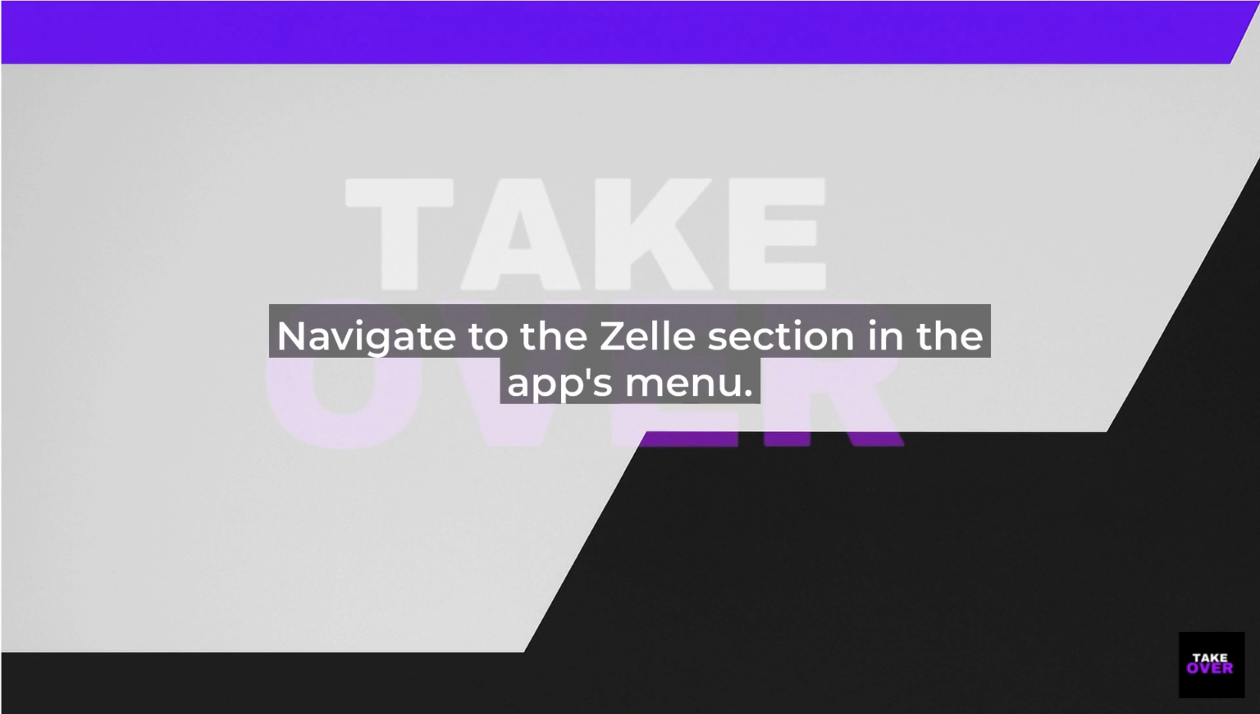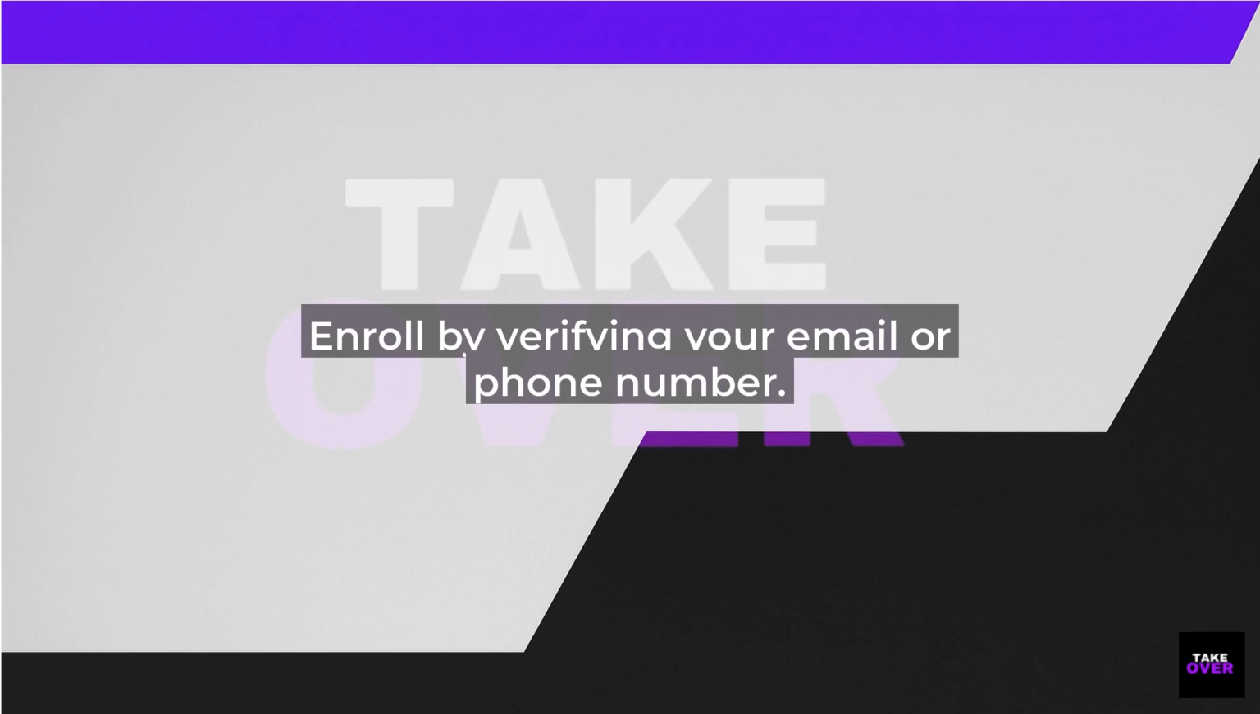You'll need to verify your email address or phone number, so make sure the one linked to your account is current. Bank of America might send you a confirmation code via text or email. Enter that to proceed. Next, you'll be prompted to add contacts from your phone book or manually enter someone's details. This is where the fun begins, as you can start sending money right away.